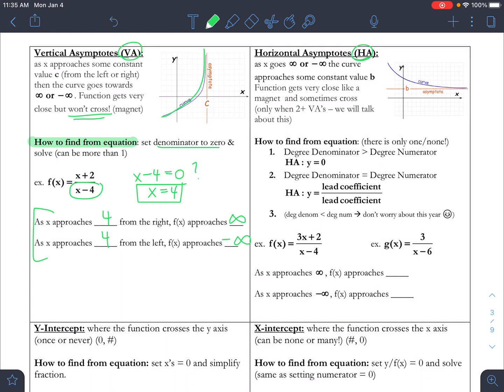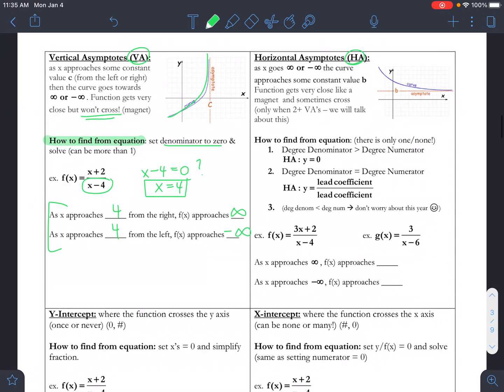Okay, so horizontal asymptotes are a little more difficult because we've got a couple situations. First of all, this is when we're going towards infinity, or going towards negative infinity, excuse me, we go towards the horizontal asymptote. So again, it's that magnet idea, and we're not crossing it, except for a certain situation. We'll talk about this tomorrow when there are 2 or more vertical asymptotes.